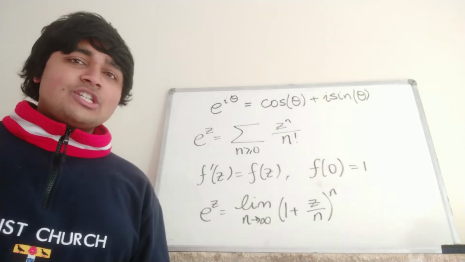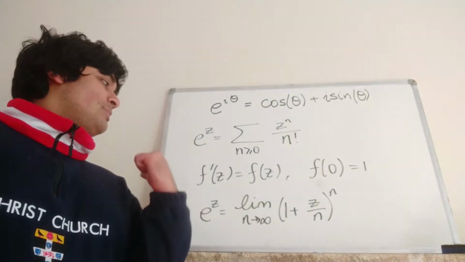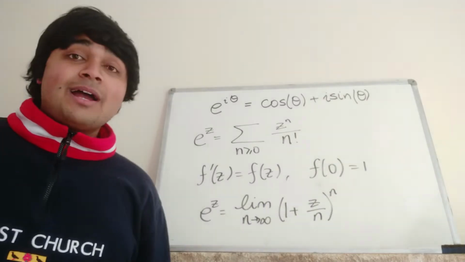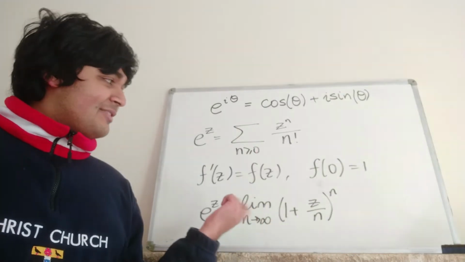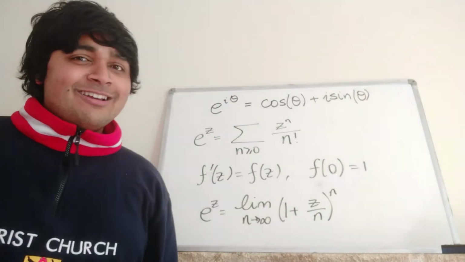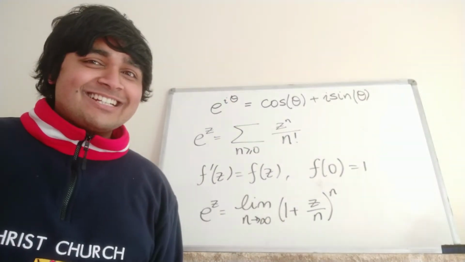But there's another definition of e, in that e to the z is equal to the limit as n goes to infinity of 1 plus z over n, all raised to the power of n. And that's the definition of e I'm going to be using today in order to deduce Euler's formula. Without much further ado, let's get stuck in.